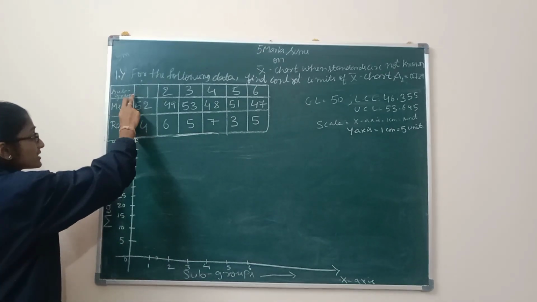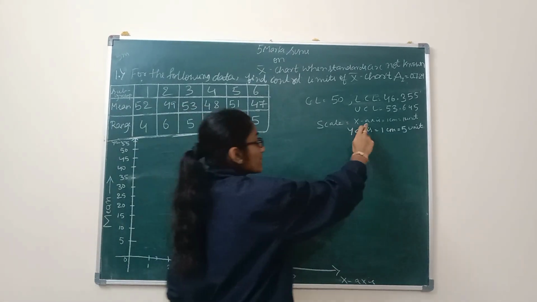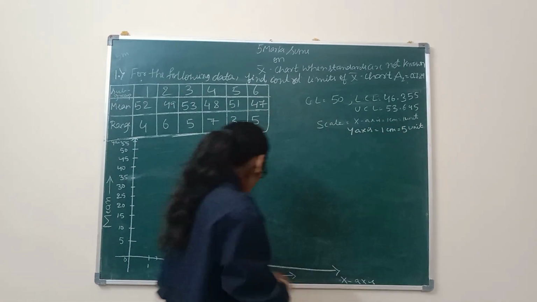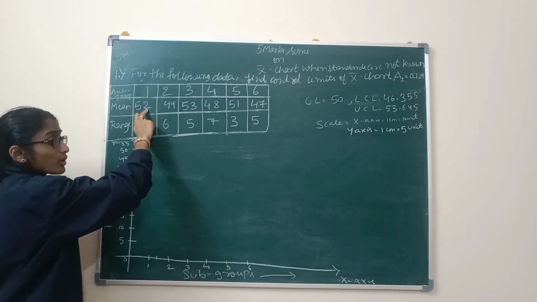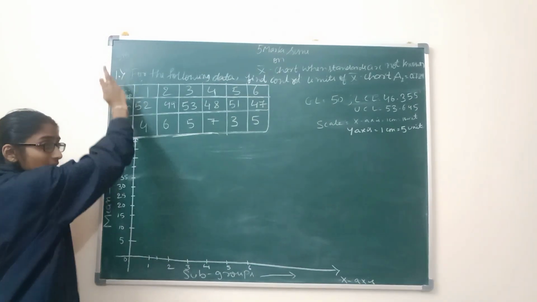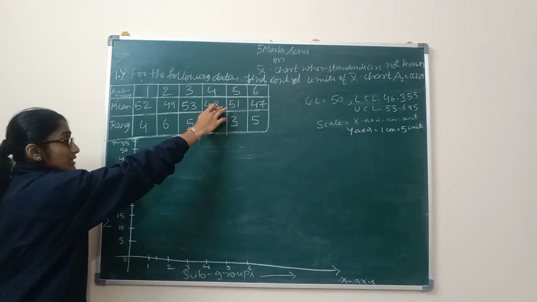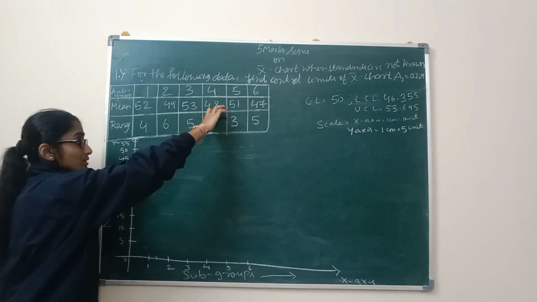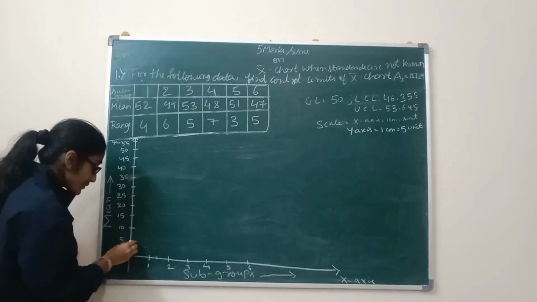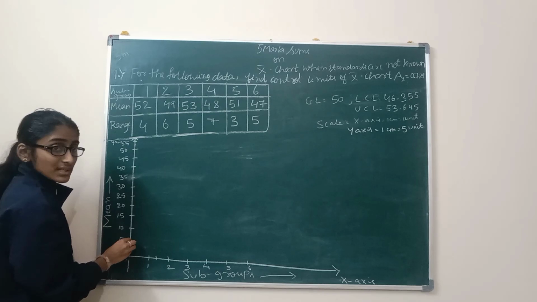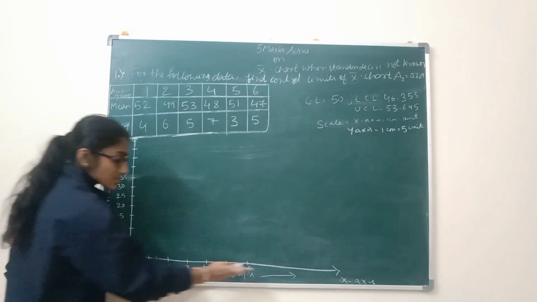We can see that the subgroups go only till 6. So I have taken 1 centimeter on the x-axis equal to 1 unit, meaning 1 subgroup. But in the y-axis, we can observe that the values are larger. I cannot plot 1 centimeter for 1 unit. Since the values are larger, I have taken 1 centimeter equal to 5 units on the y-axis. So on the y-axis I have taken mean, and on the x-axis subgroups.